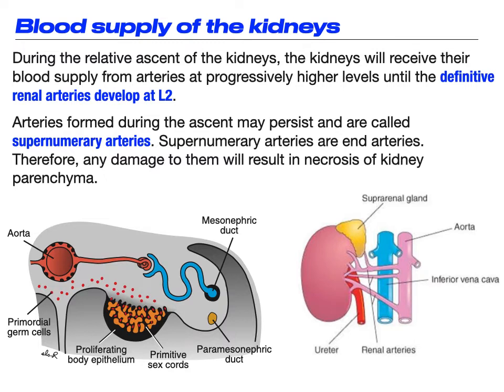If any of them remain, they are called supernumerary arteries, which are end arteries. So if they are damaged, basically obstructed, then that will result in the necrosis of the part of the kidney they are supplying.